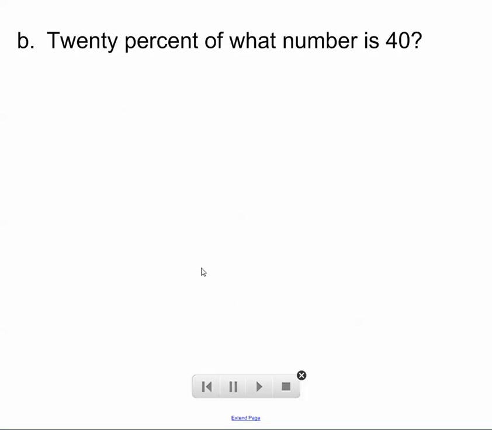Let's do that again. 20% of what number is 40? This is a little bit different. 20% of an unknown number is 40. Okay, so notice the difference here. 20% of, multiply, an unknown number, because we don't know what we're taking 20% of, but it does equal 40 after we take 20% of it.